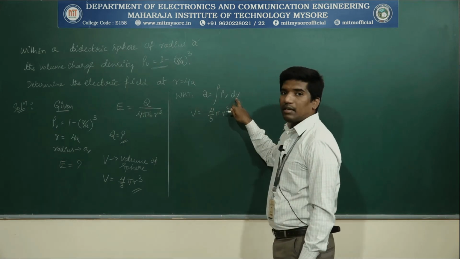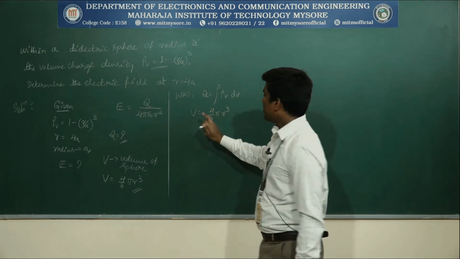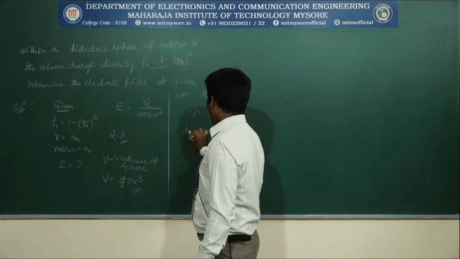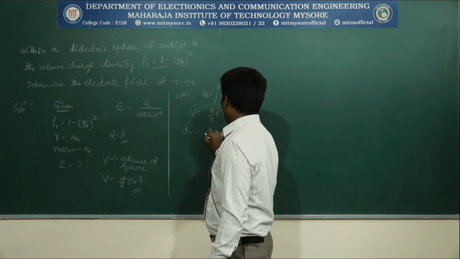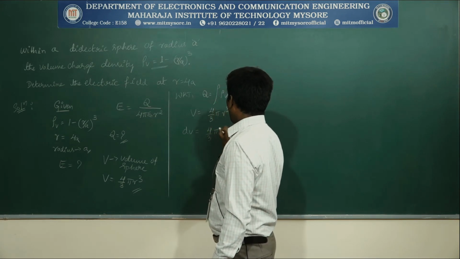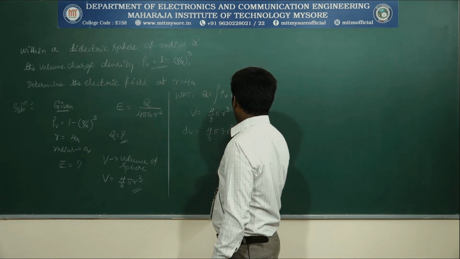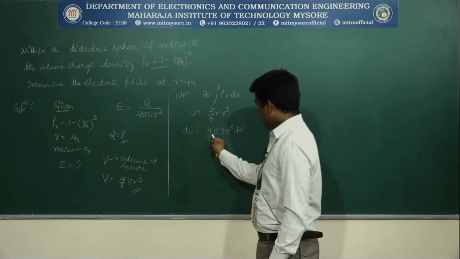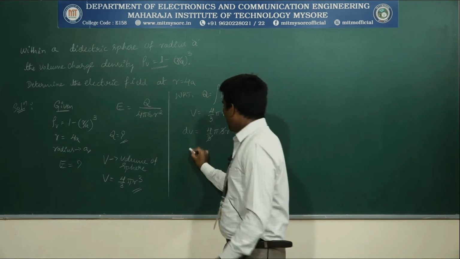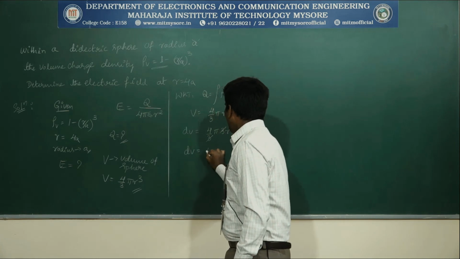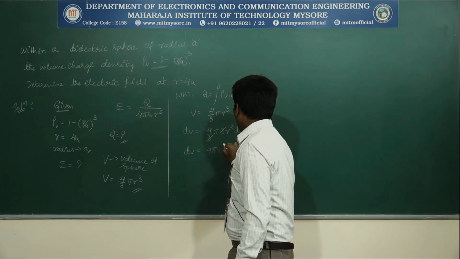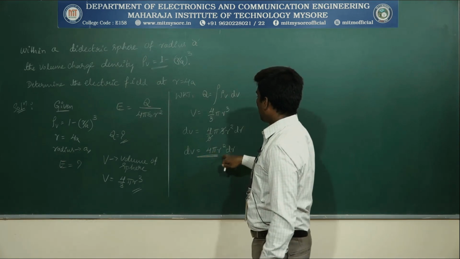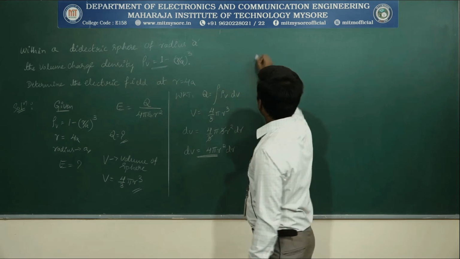We need dv, the differential of this. That means differentiate this equation on both sides. This results in dv is equal to 4 by 3 into pi into 3r square into dr. This is the differentiation of this. 3 and 3 get cancelled. We are left with dv is equal to 4 pi r square into dr. Substitute dv is equal to this quantity into the above equation.